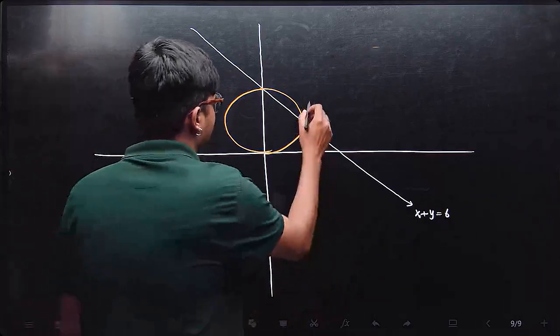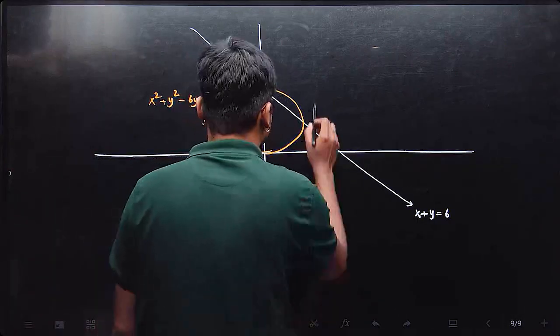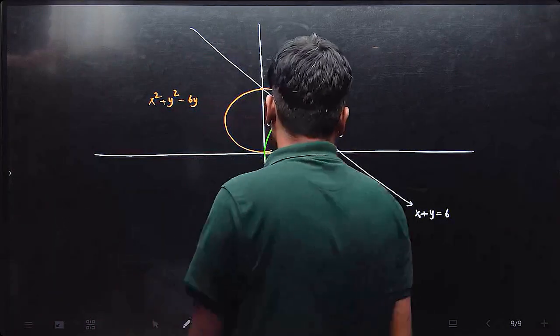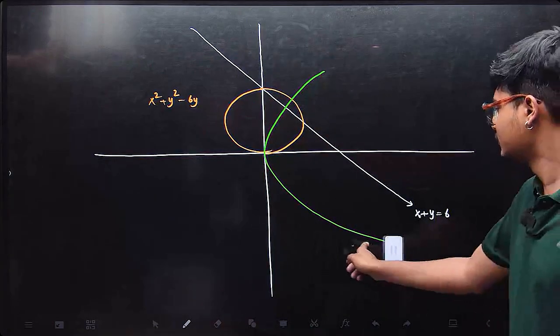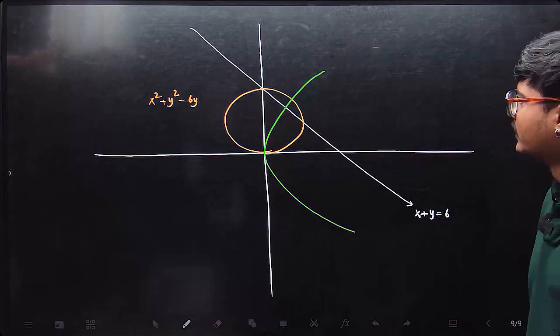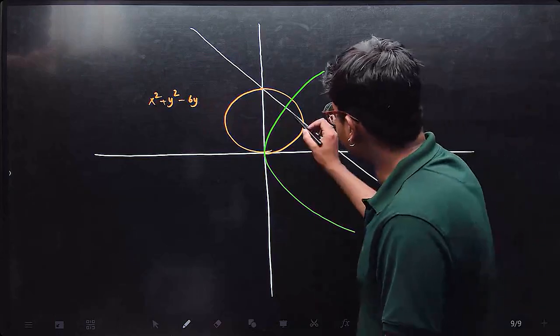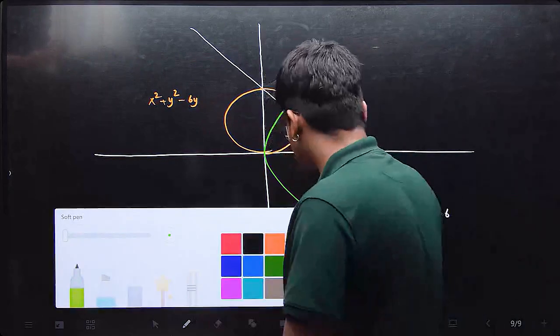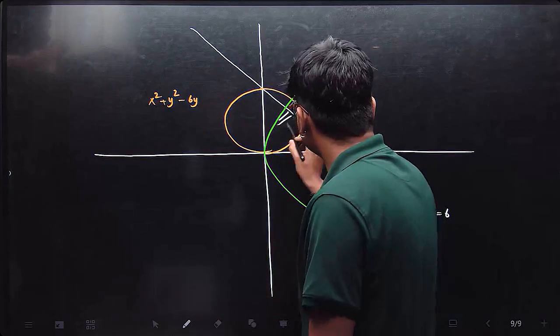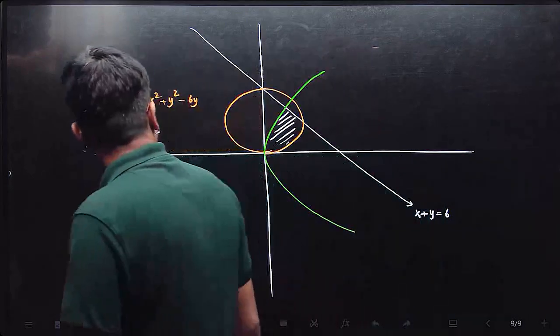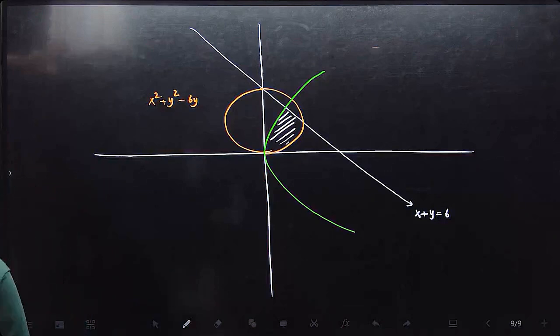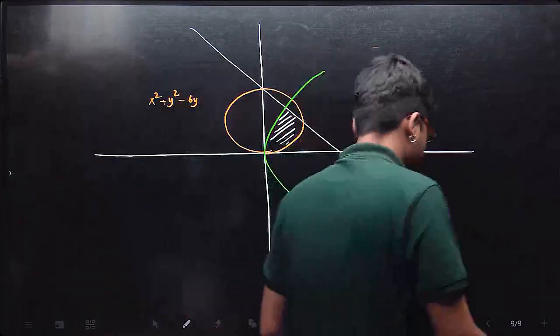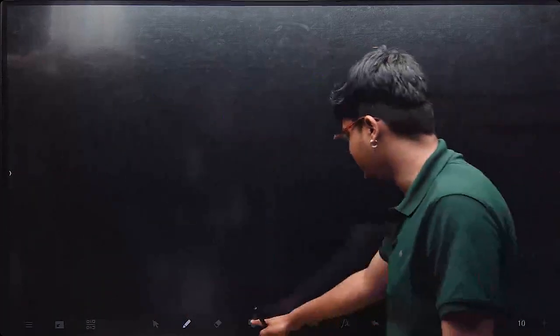If we plot the parabola, it looks something like this. This is what you'll get, okay? So the actual area you're looking for is basically this, right? Let's shade this with white. This is the area that you're looking for, okay? Cool. Now I'll draw this properly using a graph and then I'll tell you how to find these areas, okay?